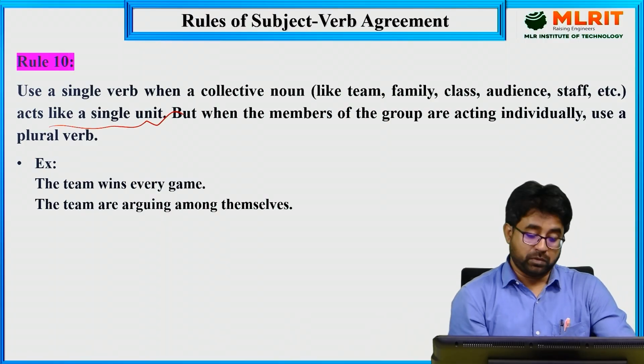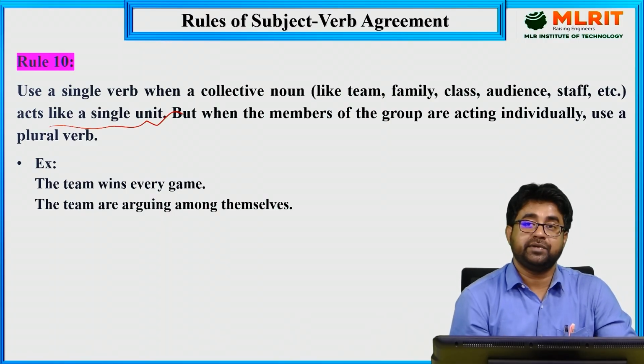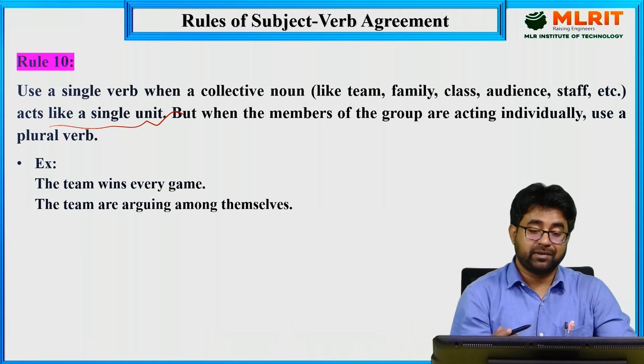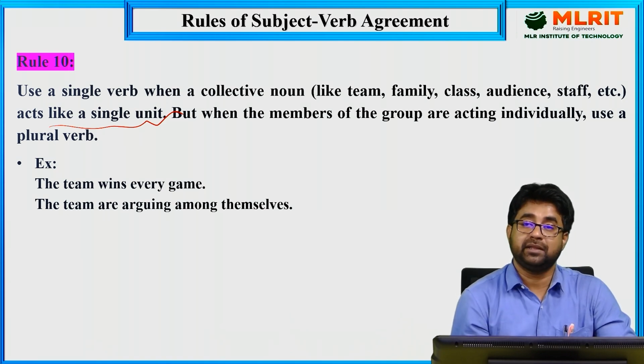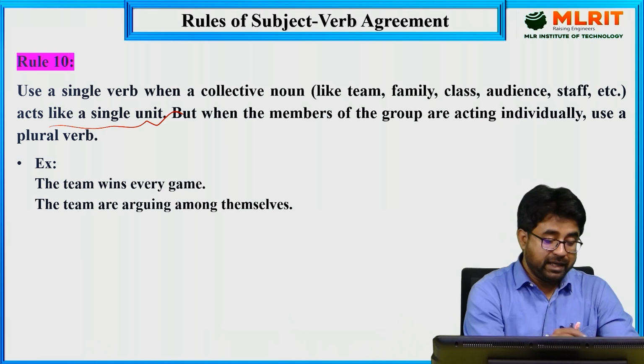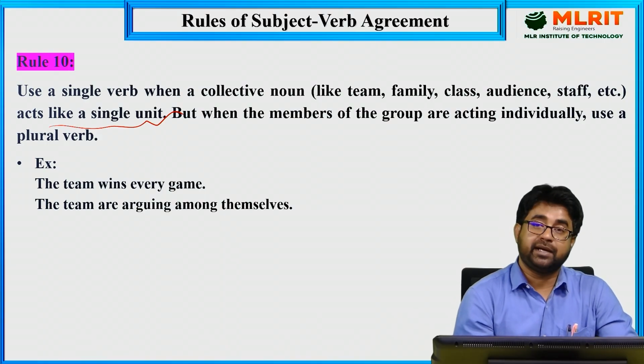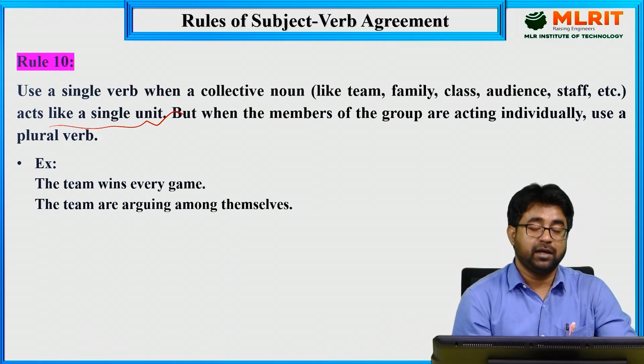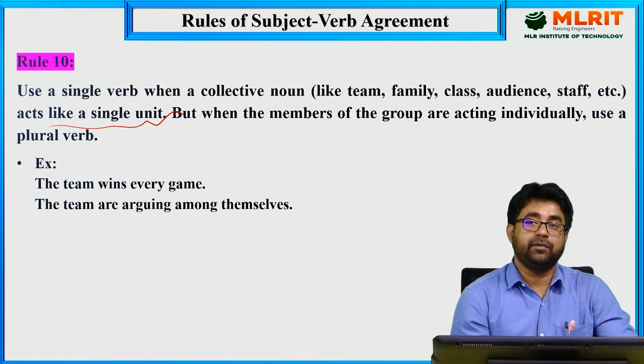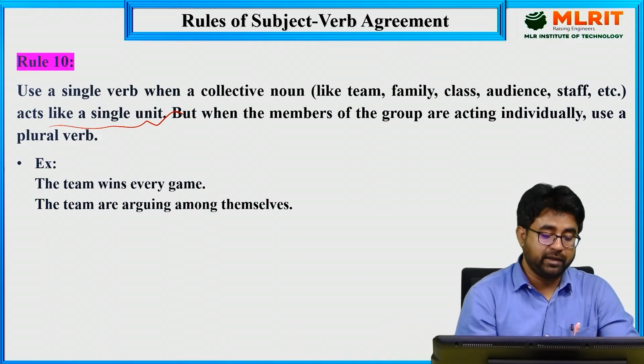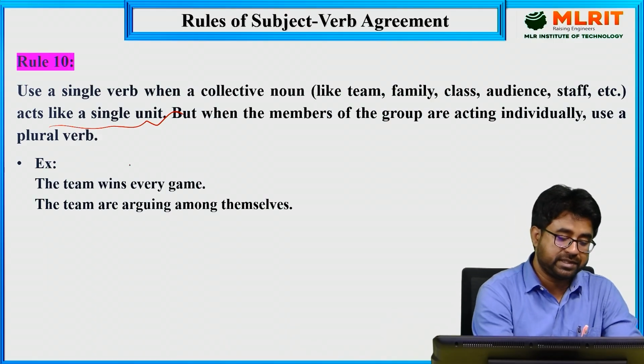Fine. So next, rule number 10: use a singular verb when a collective noun acts like a single unit. Collective noun is a little confusing. Here you need to use your understanding and find out one thing. If you are using a collective noun in a sentence, you have to check whether they are acting as a single unit. If they are acting as one single unit, then they are singular in nature. They will always take a singular verb.